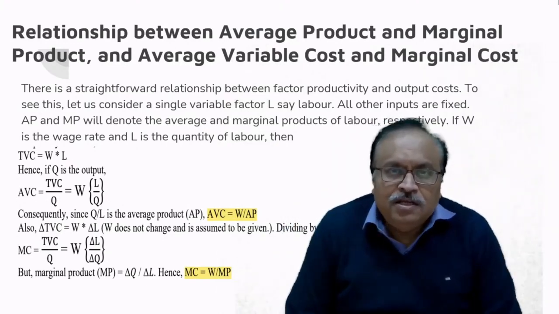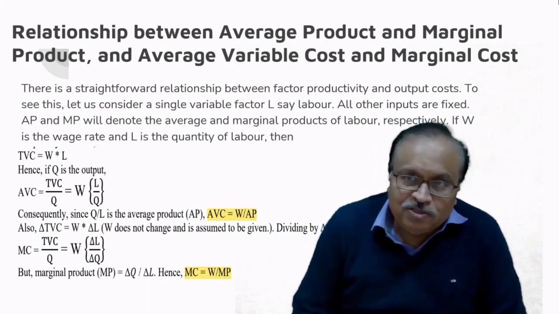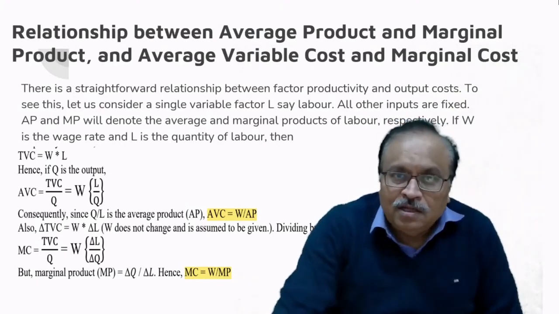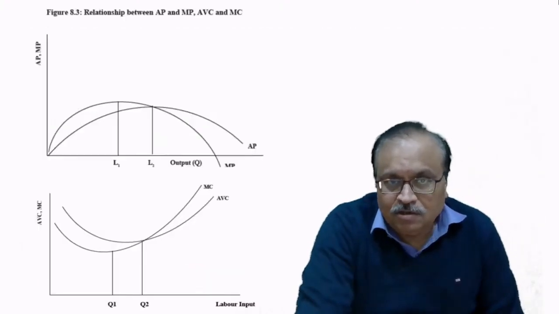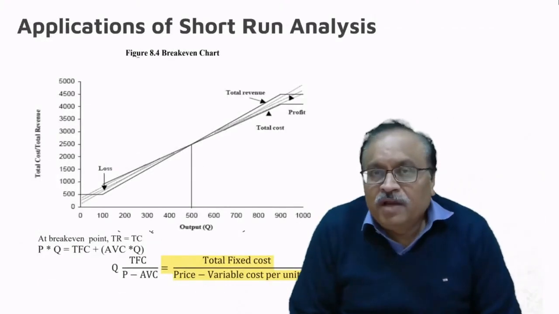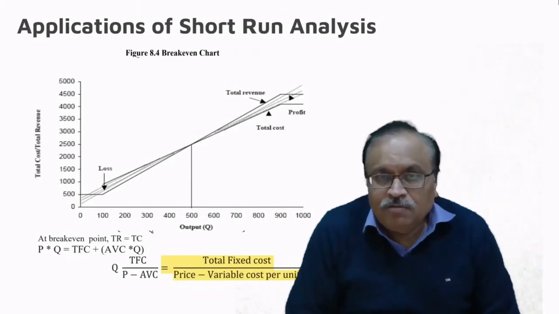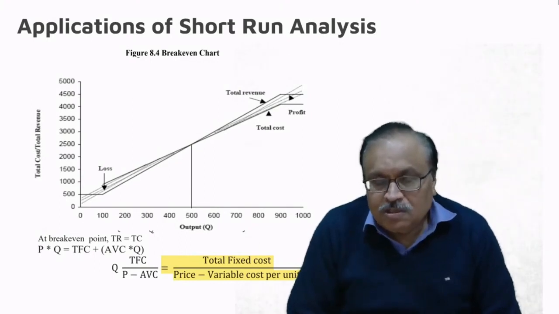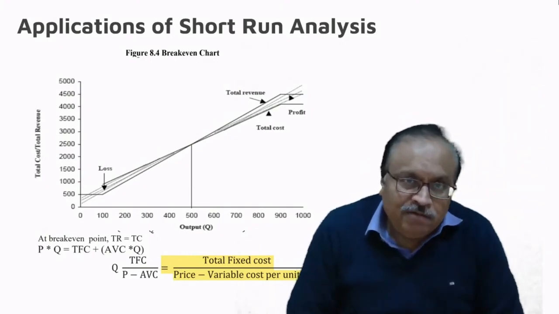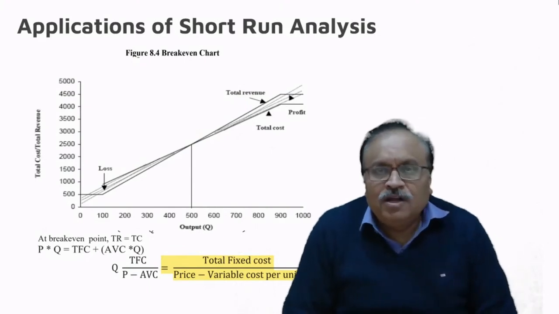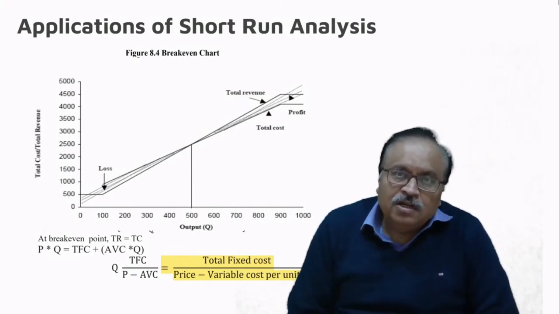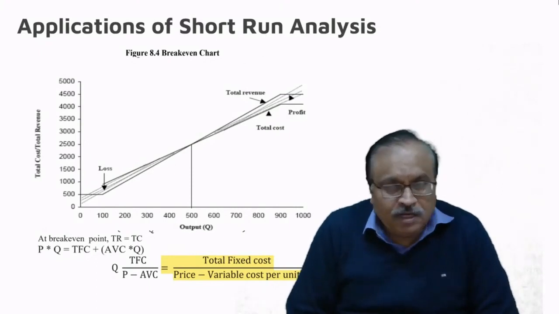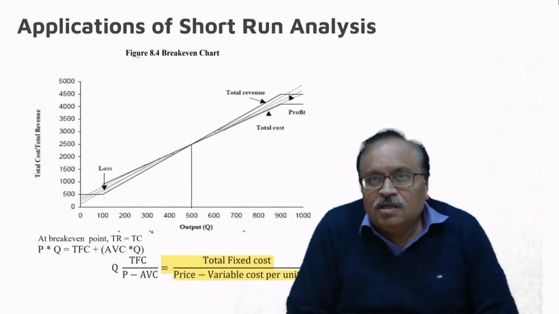Block 3 basically deals with production and cost analysis. We have already covered the relationship between average product and marginal product, and average variable cost and marginal cost. We were at the point of the break-even chart when our time elapsed and the session was closed. So today we will start from this break-even chart, and move subsequently to the long run cost and thereafter to the market mechanism, that is, discussing block 4 in detail.